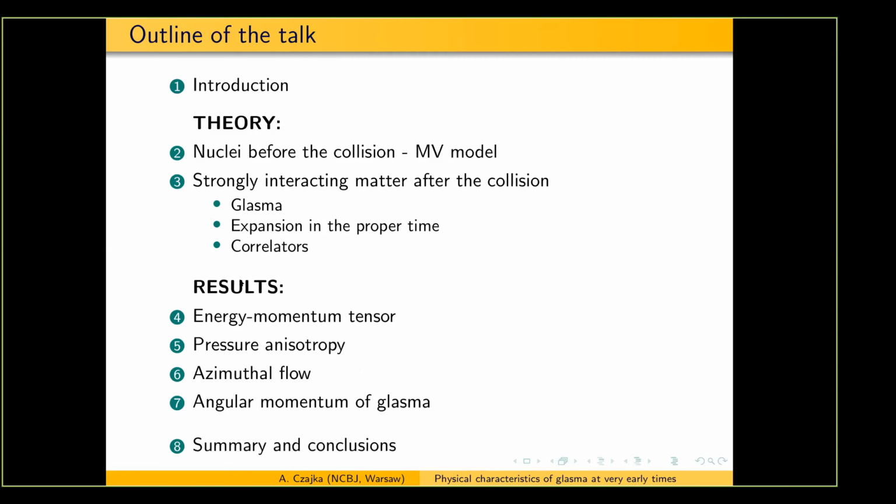I will be talking about early time dynamics in the MV model. The MV model is a description of nuclei before the collision, then strongly interacting matter after the collision. This is glasma expansion, studied in a very specific way by doing an expansion in the proper time, which is quite unusual for early time dynamics. Then, of course, I will show correlators, a very useful tool needed for that. Then I will present results which we got: energy momentum tensor, pressure, anisotropy, azimuthal flow, and angular momentum of glasma. Then I summarize and conclude.